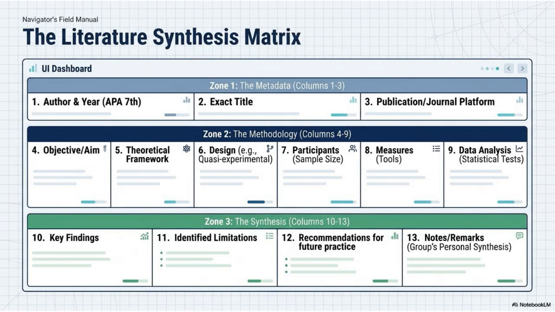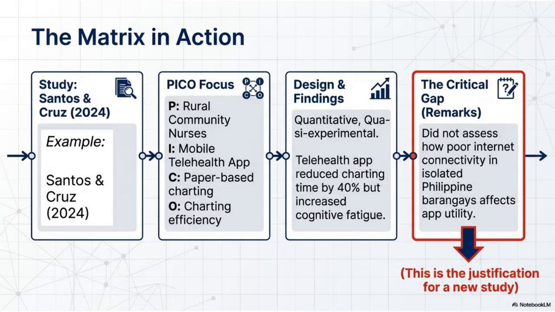We will use this 13-column dashboard to log your accepted studies. By organizing your sources by metadata, methodology, and findings, you can see the whole state of knowledge rather than just separate summaries. Here is an example using a study by Santos and Cruz, 2024. By logging their findings on telehealth apps, you can identify a critical gap. They didn't assess how poor internet in isolated Philippine barangays affects utility.